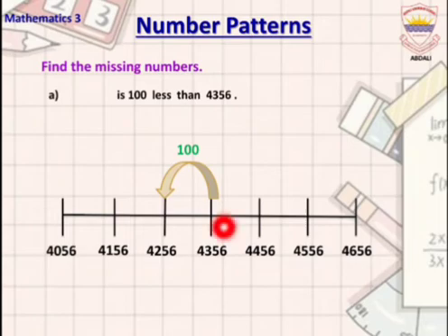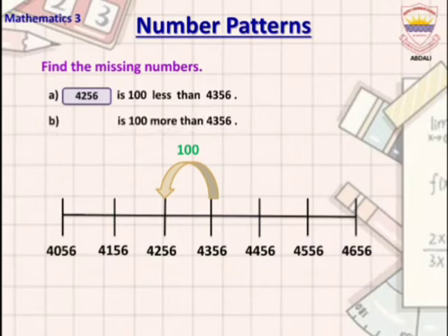Students, the difference in each mark of a number line is 100. When we subtract 100 from 4356, we get 4256. 4256 is less than 4356.